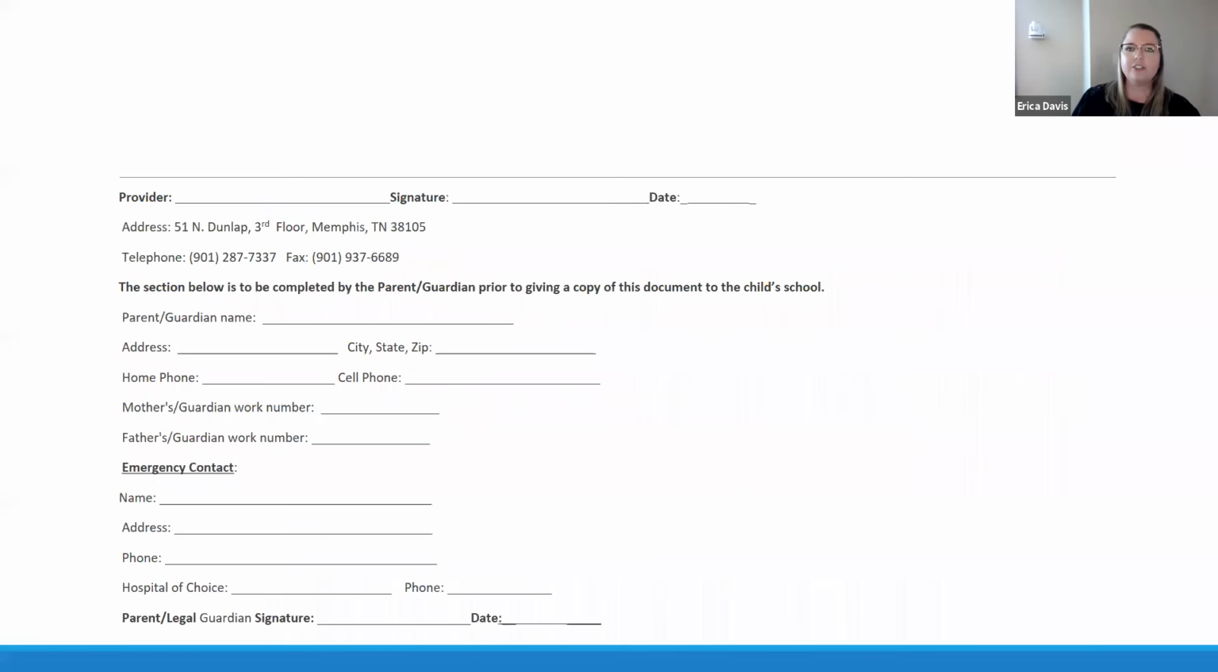The last section is going to be the part that the family needs to fill out. You'll see the first couple lines where it says provider, signature, and date. This may be a little bit different than you've seen before. So we'll always type out the doctor's name who is actually ordering these insulin doses, or the nurse practitioner's name. And then you may or may not see a signature on this line.